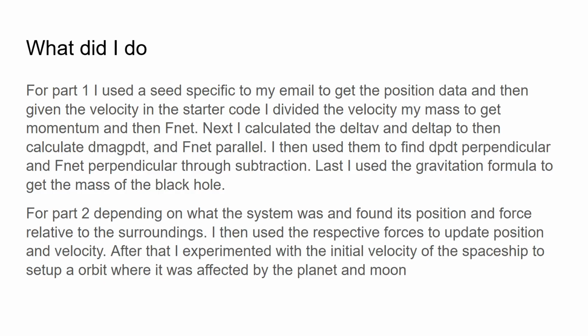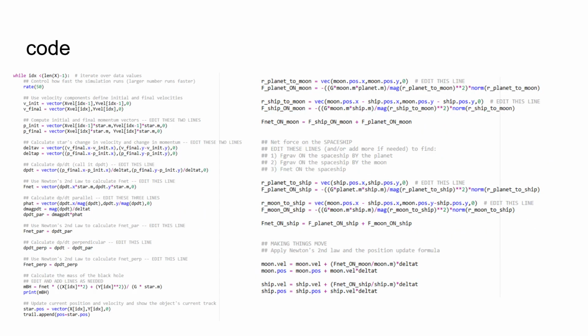For part 2, depending on what the system was, I found the position and the force relative to the surroundings, then used the respective forces to update the position and velocity. After that, I experimented with the initial velocity of the spaceship to figure out what velocity I would need to show that both the planet and the moon were active forces of gravity. And these are the codes I used.